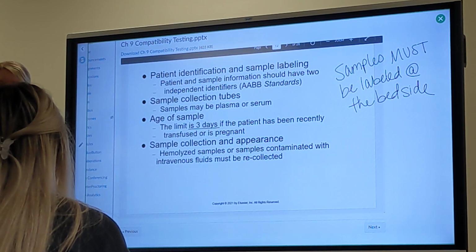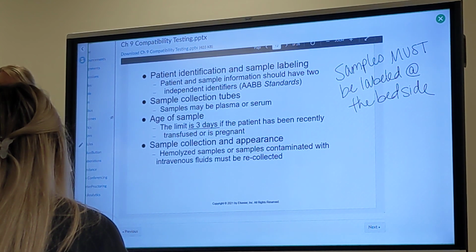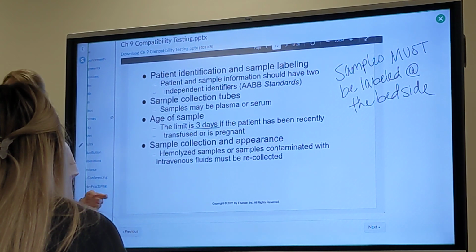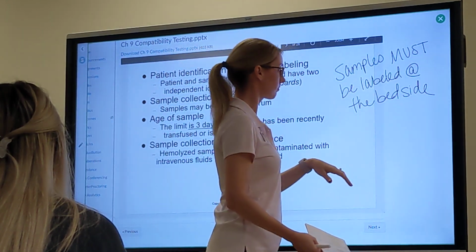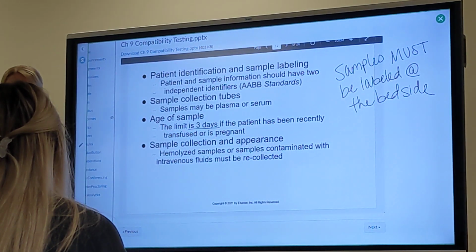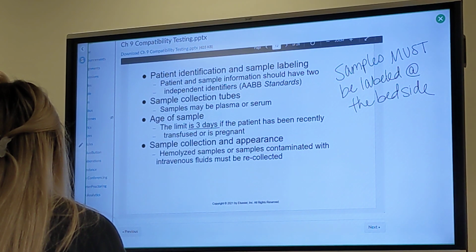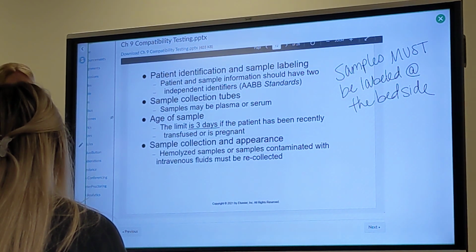Phlebotomists and nurses get mad. I already drew it. Why do you need another one? Because we're gonna kill them if we give them the wrong blood type. If you came up here and labeled your tube and we didn't know it, and you put the wrong person's name on it, we're gonna be the ones that kill somebody. It's very important. So that's why you just have to explain it to them when you ask for another tube. Because they get mad. Because it's more work for them. They don't understand why.